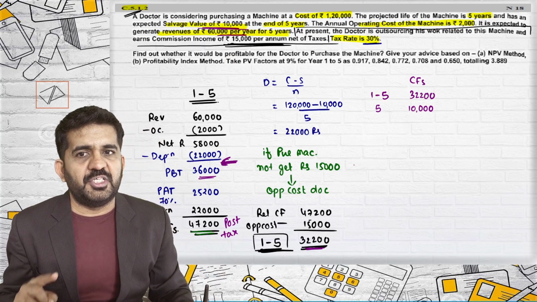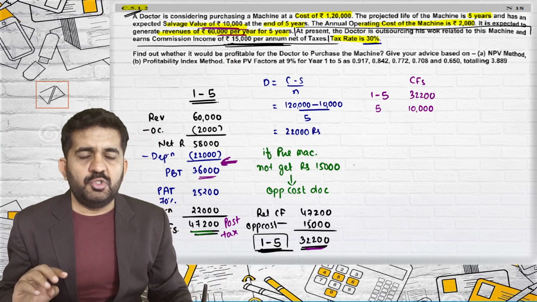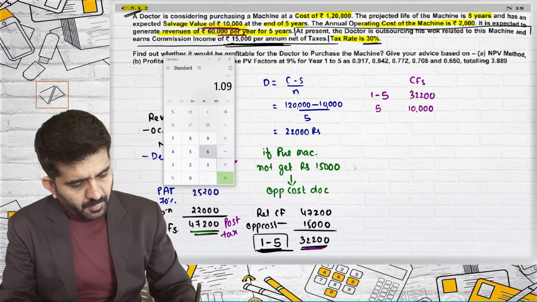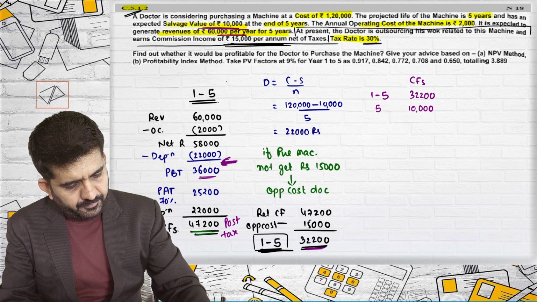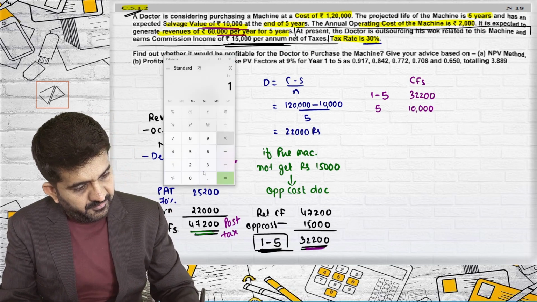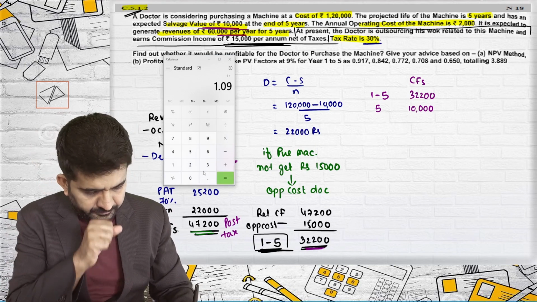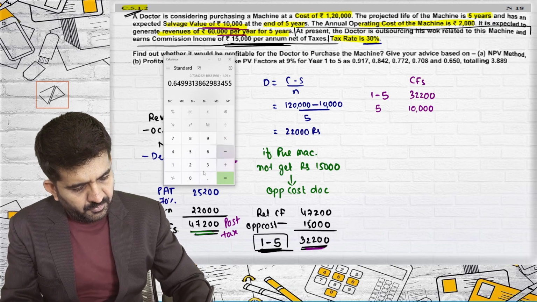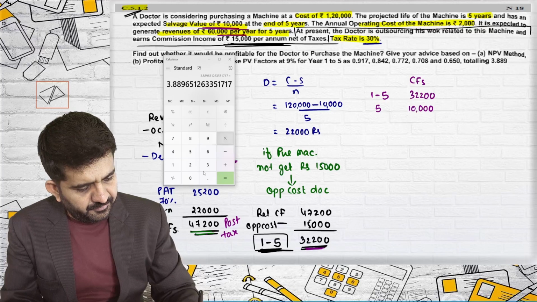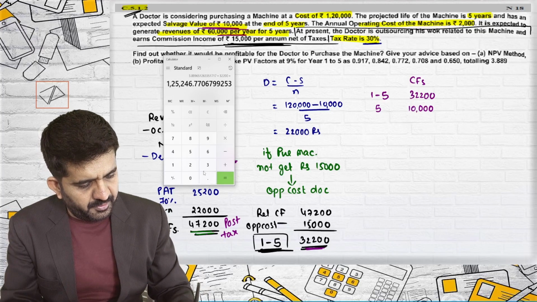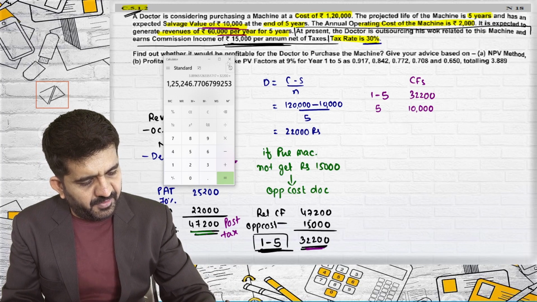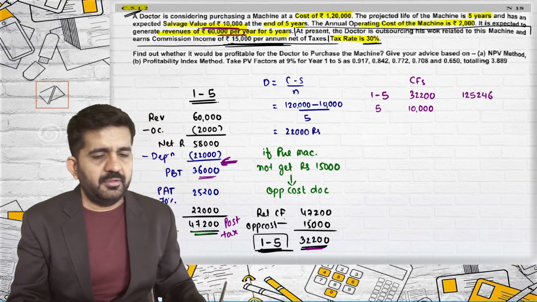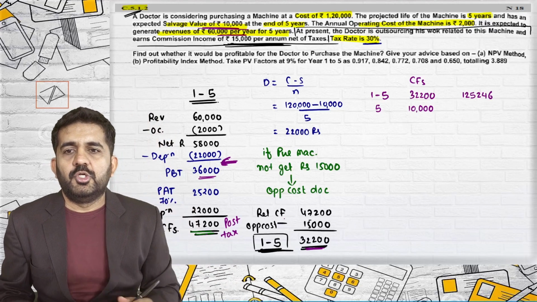1 divided by 1.09, 5 times, is equal to GT, multiplied by 32,200. 1 divided by 1.09, M plus, 2, 3, 4, 5, MRC, multiplied by 32,200. It is 1,25,246. You should get it by GT.